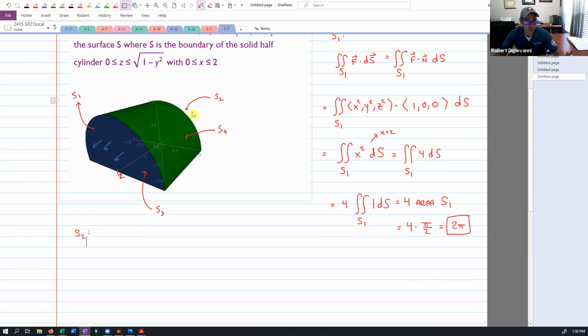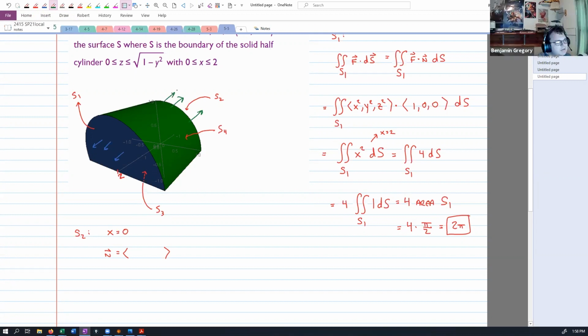Okay, on S2, let's just clarify this from the beginning. x is 0 here, isn't it? On the back side, x is 0. Also, what can you tell me about the normal vector? Now, be careful here. They have to point out the back, away from it, right? So they're pointing in that direction. So it's negative 1, 0, 0.